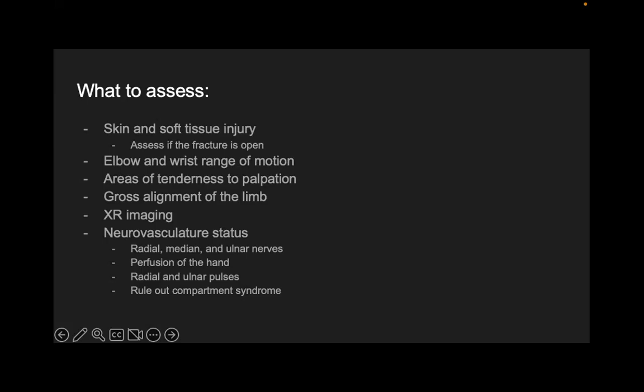Okay. So now we've checked the neurovascular status. Okay. So next, or actually, we checked the nerve status. What's the other part of that? Vasculature, right? So you're going to check pulses. And that's self-explanatory, radial and ulnar pulses.